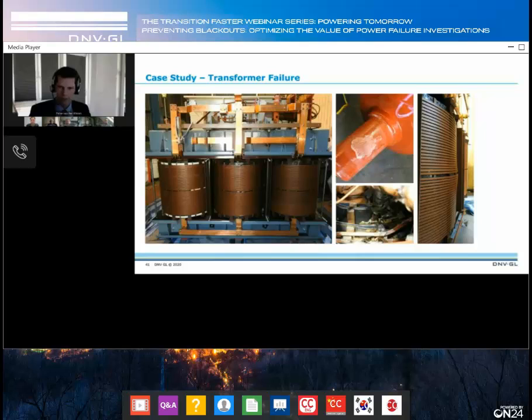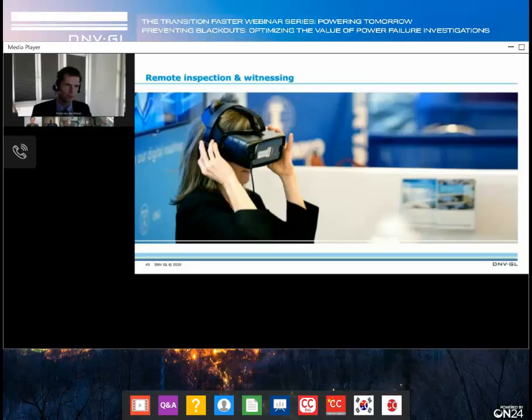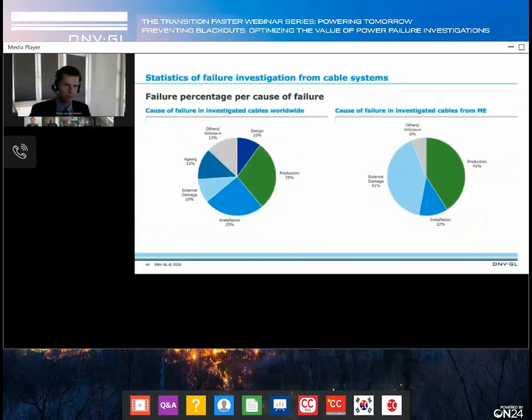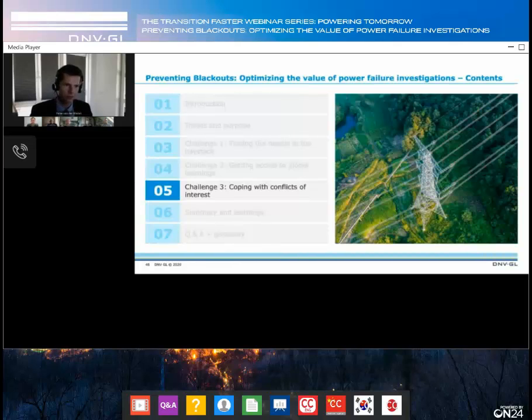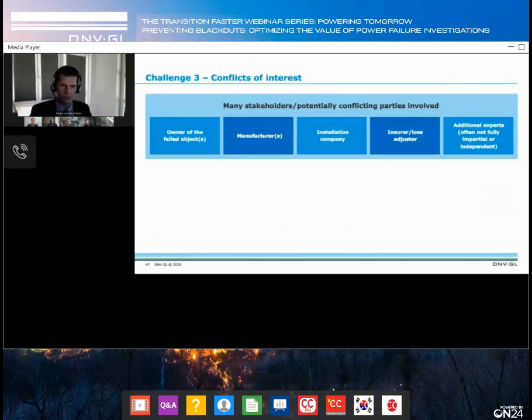So now we move to challenge number 3, coping with conflict of interest. In most failures or outage cases, there are multiple parties involved. Some examples are mentioned here on this slide, ranging from network owners to manufacturers and sometimes even legal courts. Now, especially in the case of failures with large consequences, not everybody agrees, to say the very least.